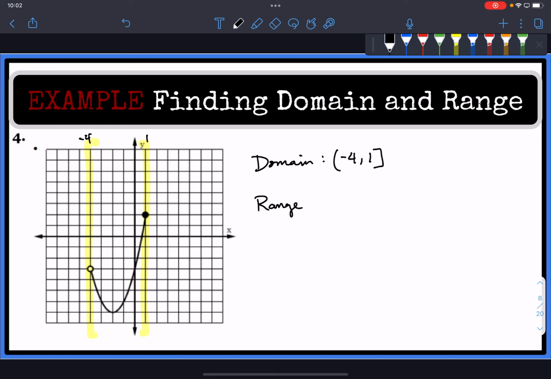And for the range, the graph exists above this red horizontal line and below this red horizontal line. That means that all of the y values are going to be between -7 and +2.